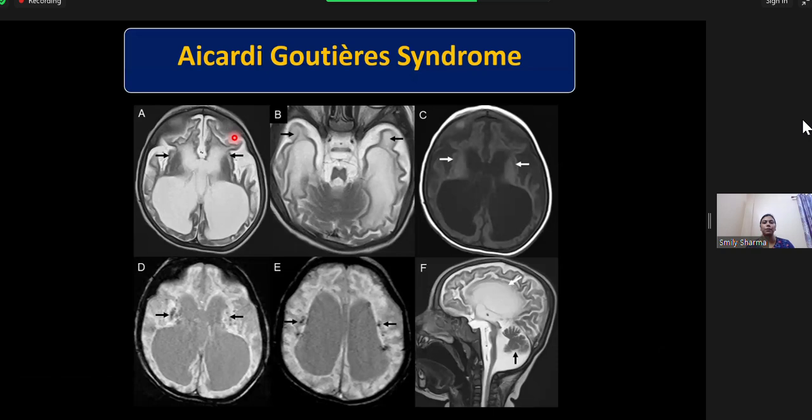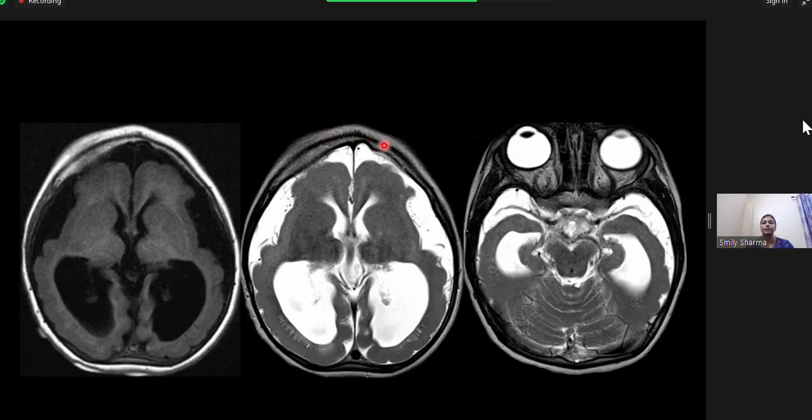So this is another case. This is a separate one. So yes, we can keep type 1 glutaric aciduria as a differential. However, we are not seeing any hyperintensity in the basal ganglia. Neither are we seeing any hyperintensity in the white matter.